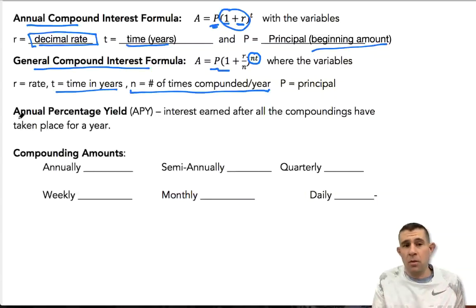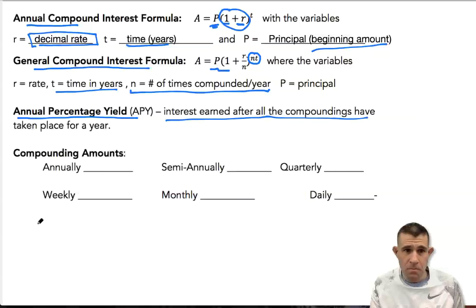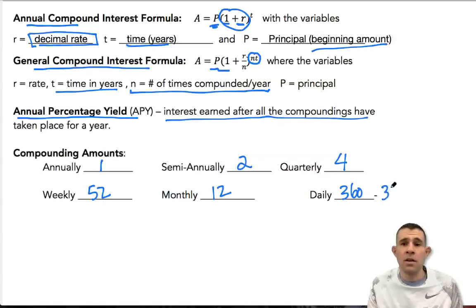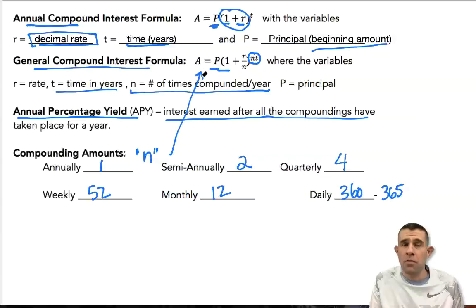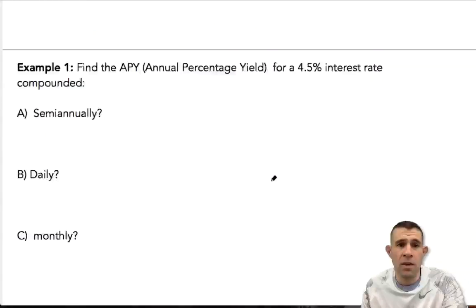All right, now the annual percentage yield just represents this term that signifies the interest earned after all the compoundings have taken place for a year. So compounding amounts: if we do it annually, that means we're going to compound it once per year. Semi-annually is twice, quarterly is 4, weekly, well, there's 52 weeks in a year, monthly would be 12 times per year, and daily ranges from 360 to 365. All right, now these would all be our different values for n, and this formula up here is the general compound interest formula. So have your calculators ready. We're going to go through a few examples.